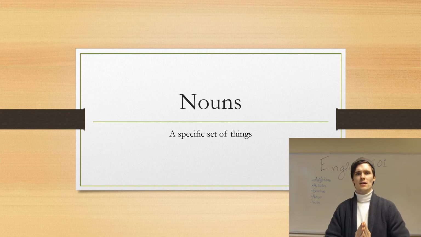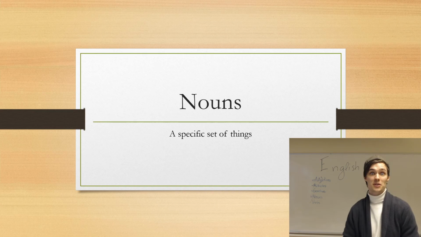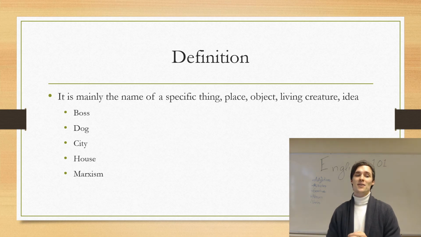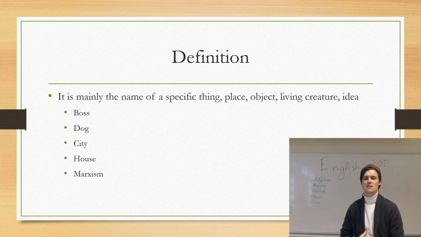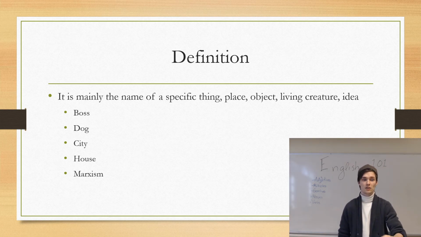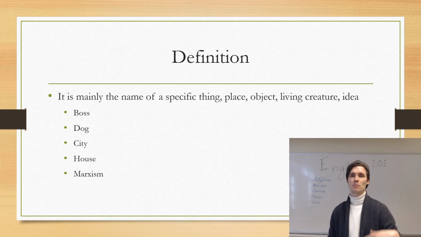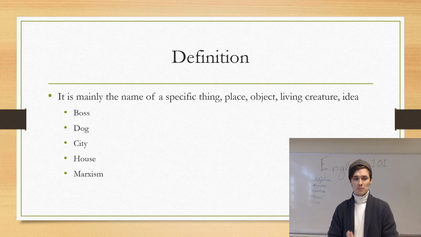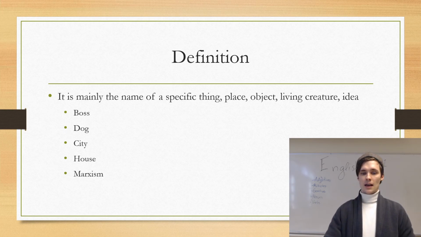And nouns, a specific set of things. Let's get right into it. So we can start by looking at a definition here, and nouns are mainly the names of a specific thing, like a place, object, living creature, an idea, like the example shown here. It could be boss, dog, city, house, Marxism. And before we get political, I added Marxism because it is a noun, and that's the first one I thought of for some weird reason. But this is how all these words here are nouns. So let's go.